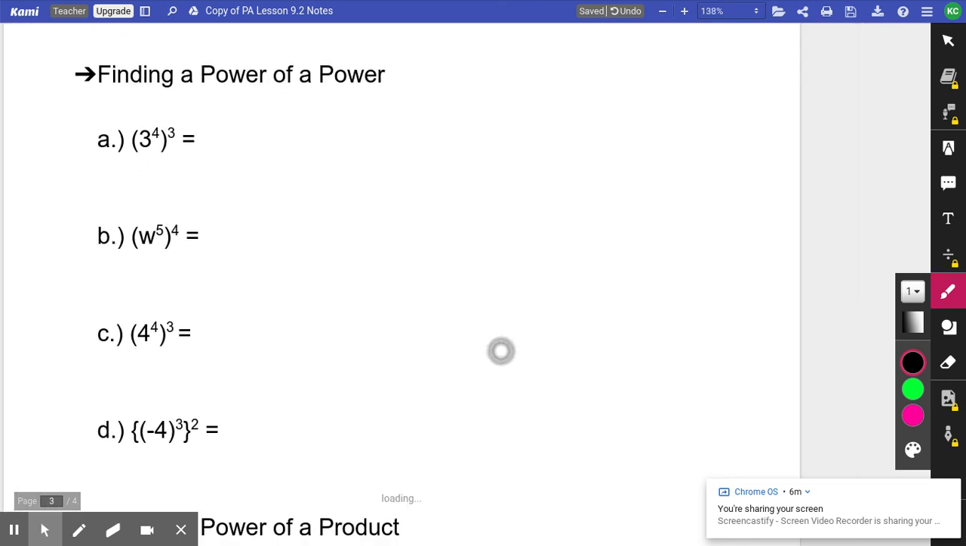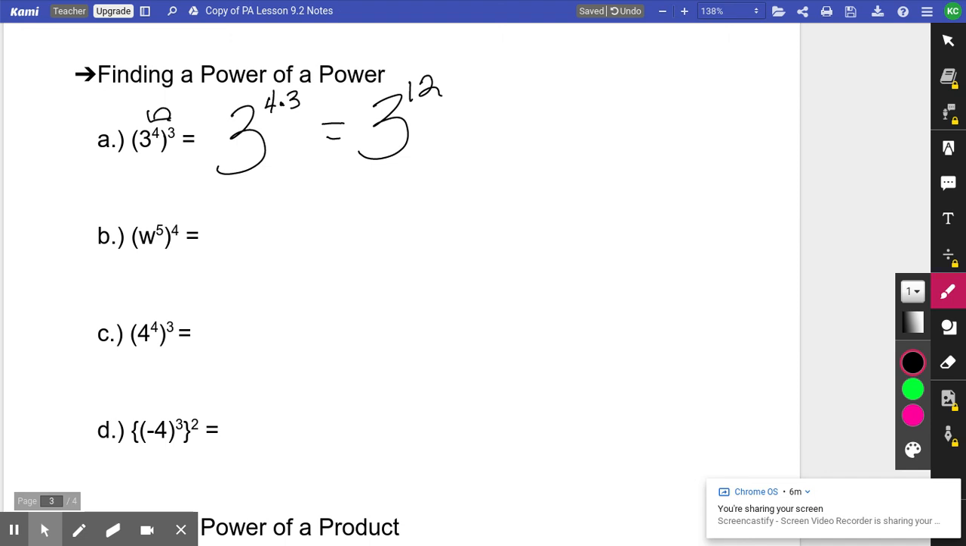Okay, now we're going to find the power of a power. So this is where I'm taking what's inside my parentheses, so 3 to the 4th power, and I'm raising it to the power that's outside of the parentheses. So I'm taking that power and I'm going to give it another power. This is where I'm going to multiply. So I'm going to have 3 to the 4th times the 3rd. 4 times 3 is 12, so I'm going to have 3 to the 12th power.